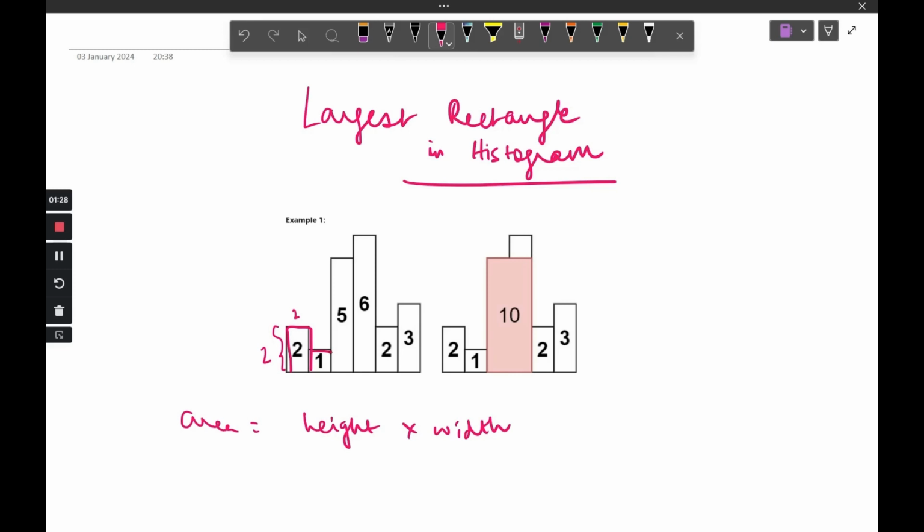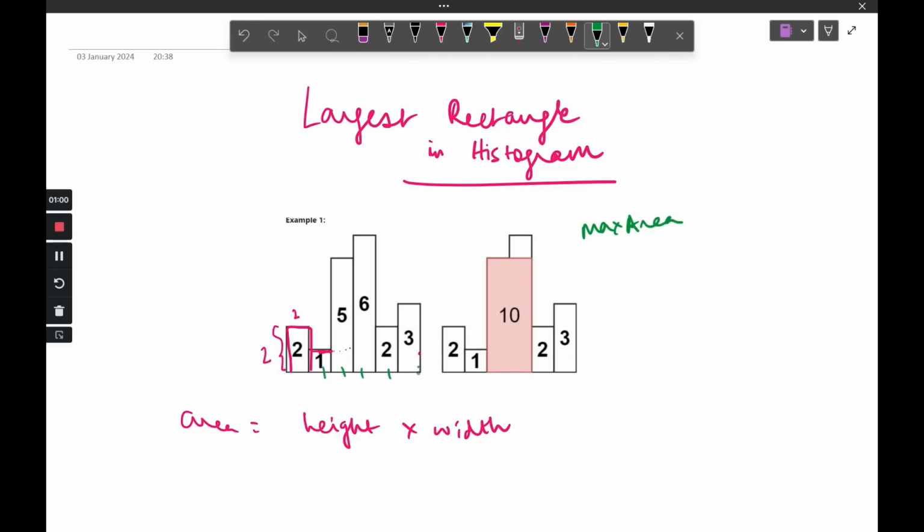Moving to the next bar. This is 1. The height is 1. What is the width for this? 1. But we see that to calculate the maximum area, this bar can actually extend till the end of the array, because everything else is greater than 1. So that is why the area for this, now the max area that we want to compute, is becoming 1 into 5.